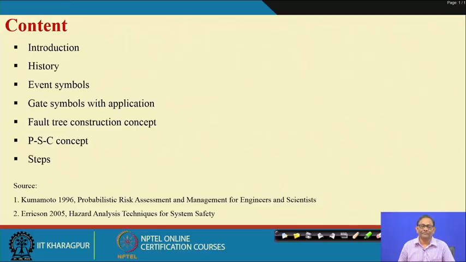We will see some example applications, and the sources for this particular presentation are the Kumamoto book, Kumamoto and Henley 1996, and Ericson 2005, Hazard Analysis Techniques for System Safety.